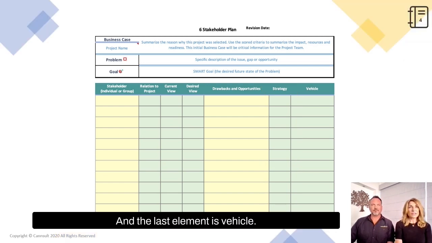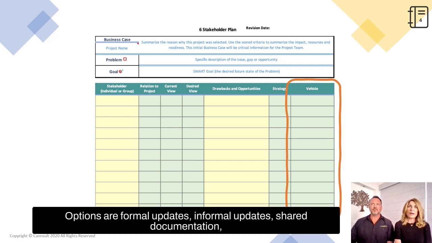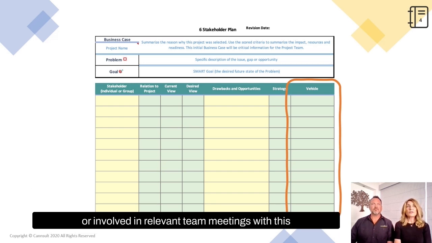And the last element is vehicle. We've identified a broad strategy, but the vehicle gets a little more specific. Options are formal updates, informal updates, share documentation, or involve in relevant team meetings. With this information populated by the team for all critical stakeholders, we can now move on to developing specific messages for each.